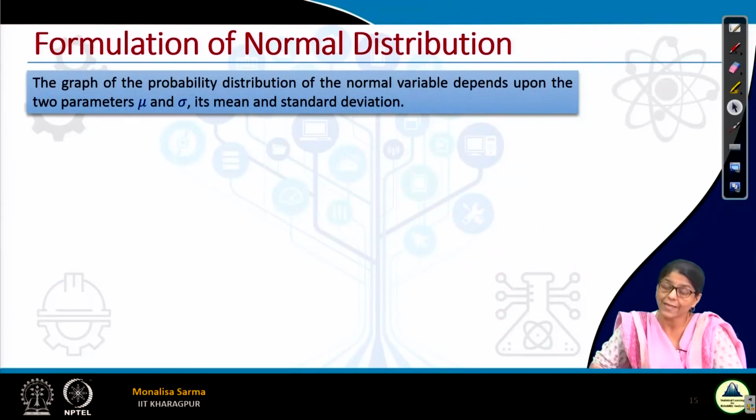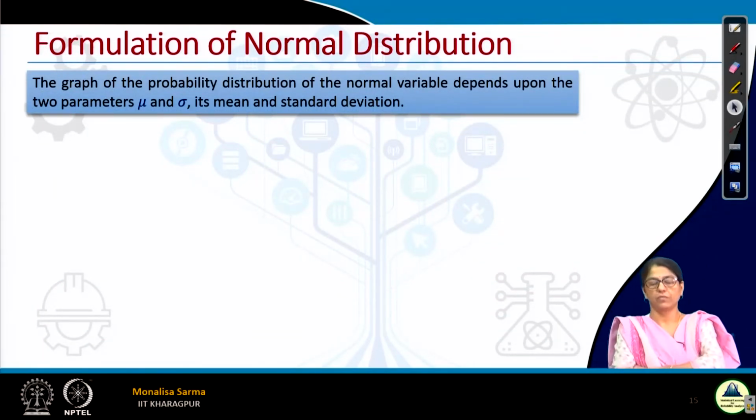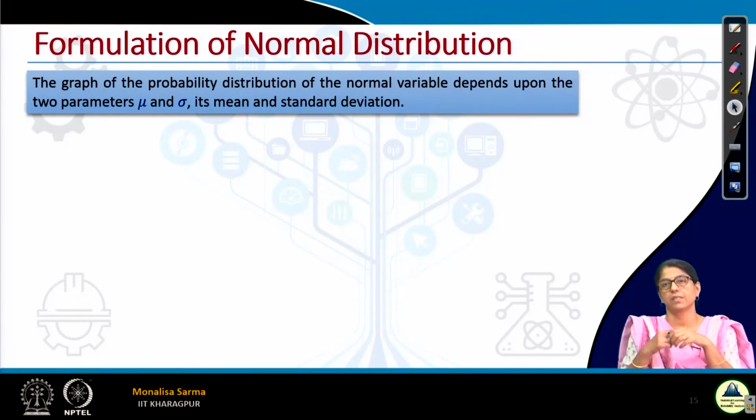When I was discussing discrete probability distributions, I already specified that when we talk about a distribution, there are a few parameters which specify it. Likewise, for the uniform distribution we saw the parameters mu and sigma, where sigma is the standard deviation. Similarly, for normal distributions the parameters are mu and sigma, where mu is the mean and sigma is the standard deviation.